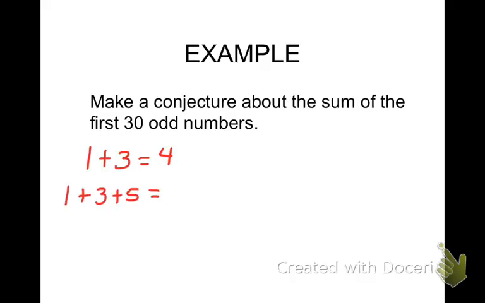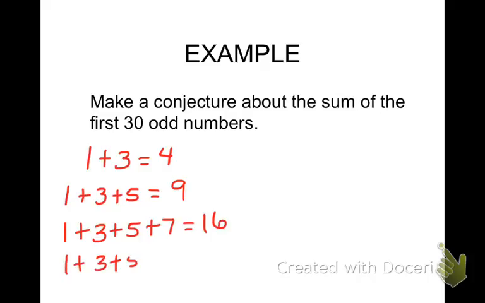9. 1 plus 3 plus 5 plus 7 is 16. 1 plus 3 plus 5 plus 7 plus 9 is 25. All right, so that only got me up to the first 5. Well, it wants the first 30. Do we see a pattern forming?